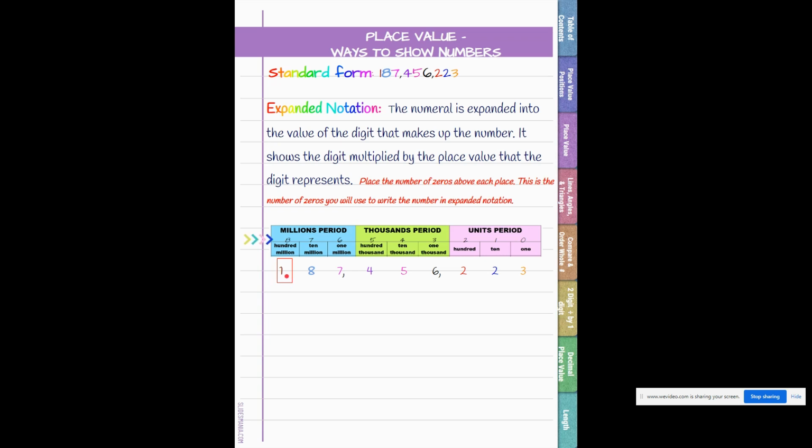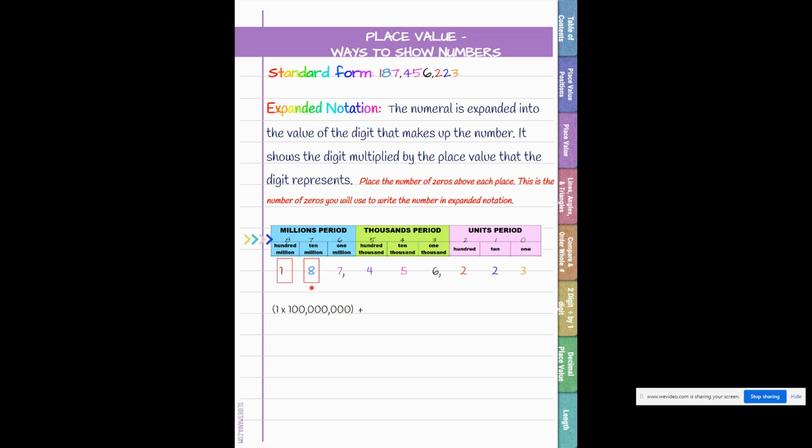I do want you to remember that there's 8 zeros in 100 million. So what I would write down is parentheses 1 times 100 million. And again, there are 8 zeros: 1, 2, 3, 4, 5, 6, 7, 8. Now I'm going to add my plus symbol.